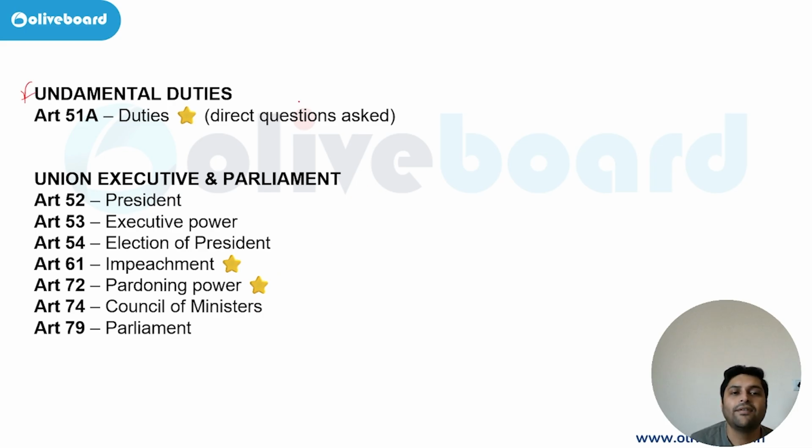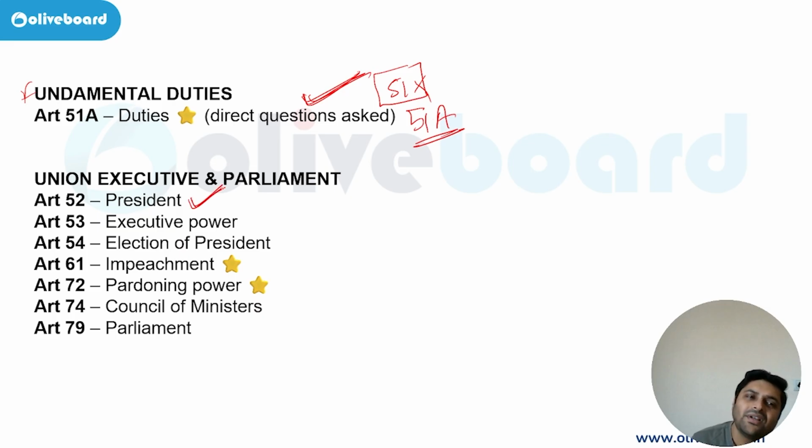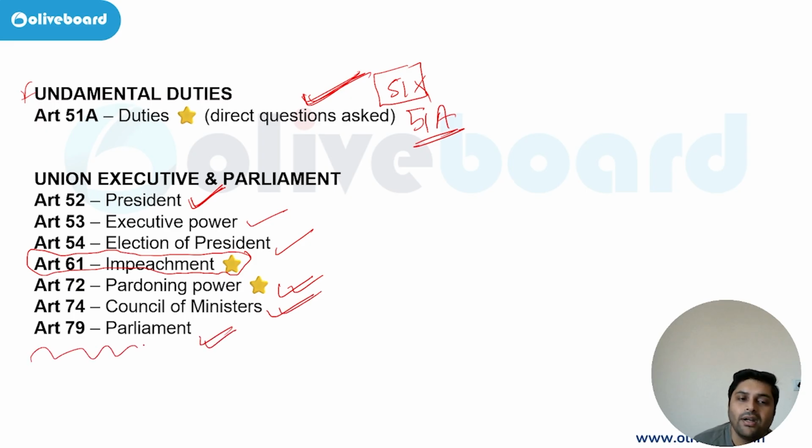Fundamental duties. We have Article 51A. Please remember, directly asked. It is not 51, it is 51A. In options, surely they will give the option 51 also, but it is 51A, fundamental duties. President, article multiple times asked: 52, executive power 53, election 54, impeachment very important 61. What is impeachment, sir? Impeachment is a process by which we remove the president from office. Pardoning power 72, Council of Ministers 74, Parliament 79, again important.